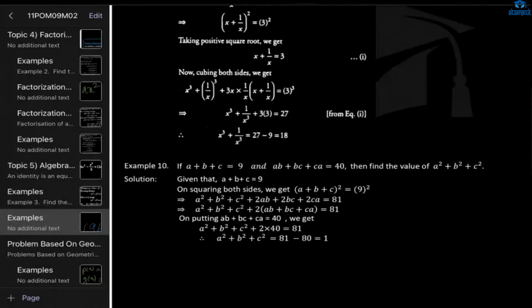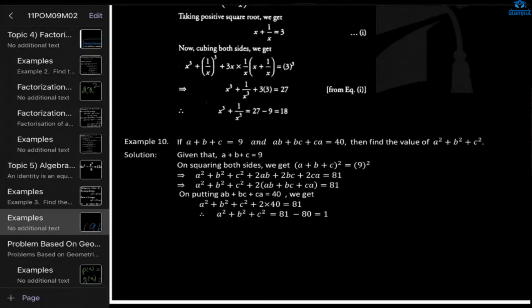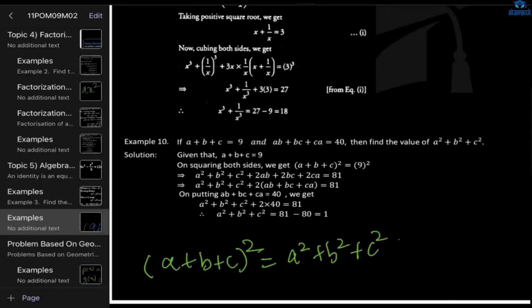See, Razi, you only told me the impact of the expansion. You have got the value of a plus b plus c is equal to 9, and we have got the value of ab plus bc plus ca is equal to 40, and we have to find the value of a square plus b square plus c square. All three values fit in which formula? There's a formula: a plus b plus c whole square is equal to a square plus b square plus c square plus 2ab plus 2bc plus 2ca.